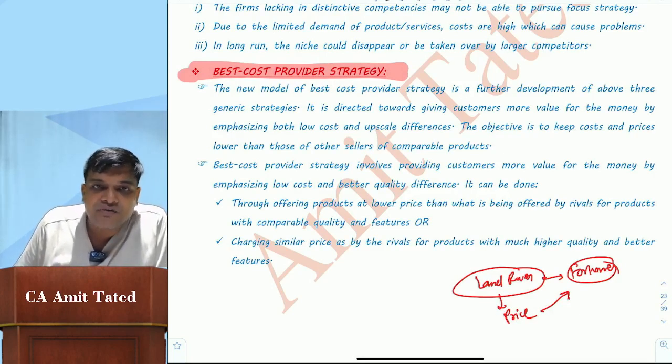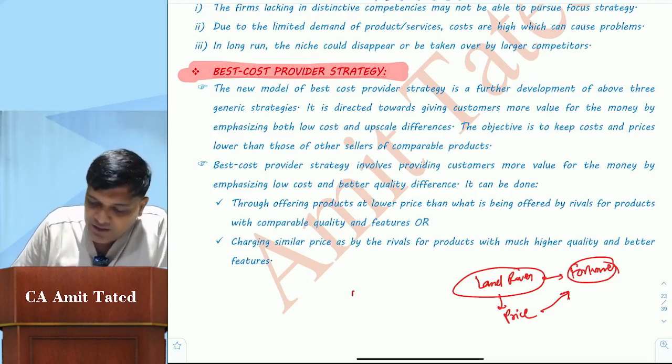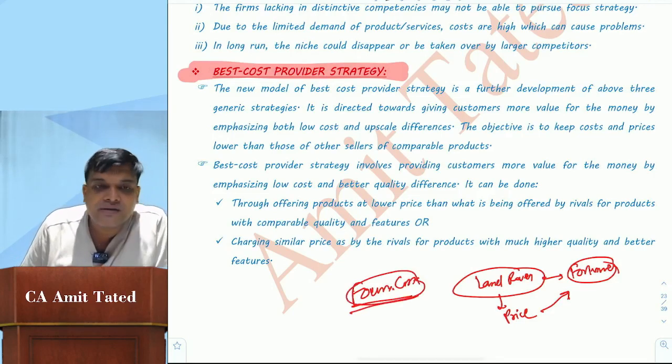Price has been reduced. Now which strategy is this? Give me a good answer. Focus cost. Perfect, Chetna. Focus cost. This is focus cost. I do think everybody is clear? Focus cost.